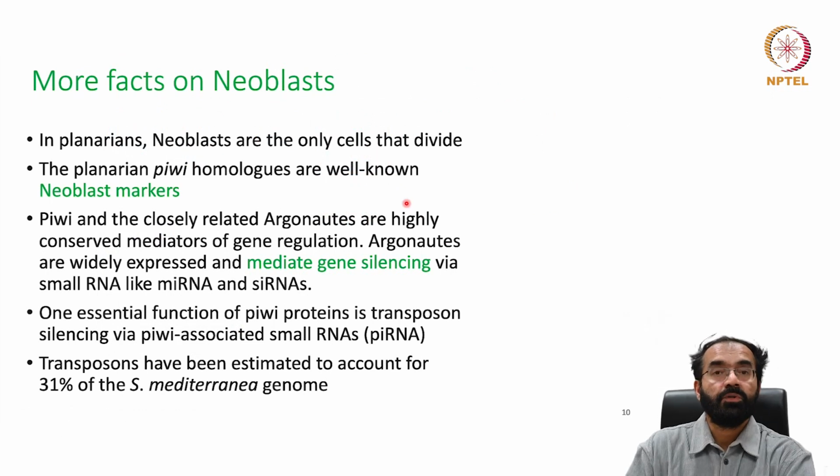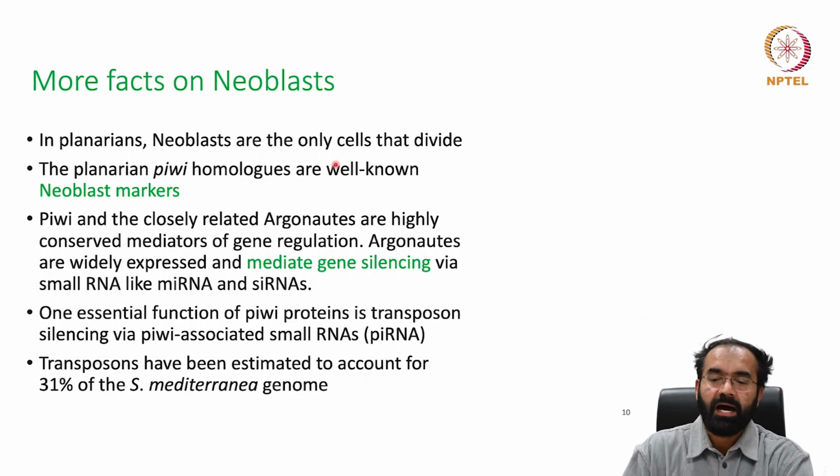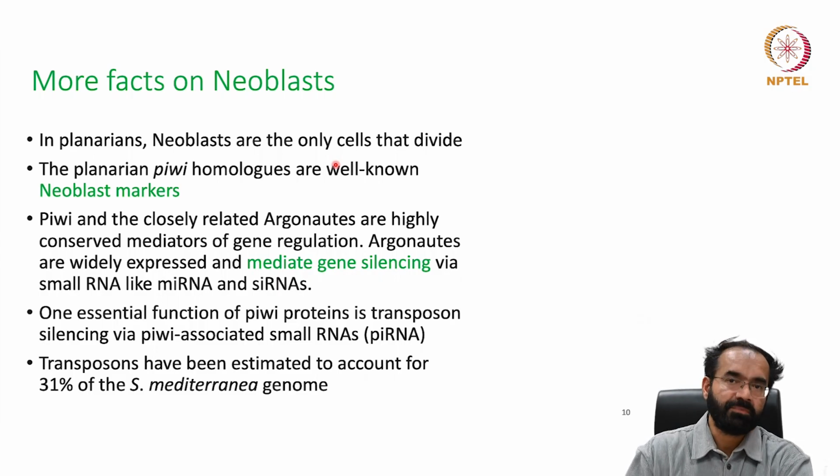Now, let's look at some more facts on the neoblast. In planarians, the neoblasts are the only cells that divide. If an eye is there, if an intestine is there, if a flame cell is there, a gamete, a neuron, whatnot, there are 30 different cell types, but they do not divide. Once a cell is formed, it is like our neuron.